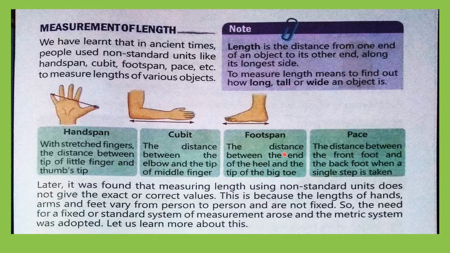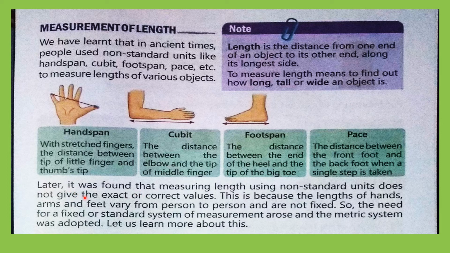Got it? Now, foot span, the distance between the end of the heel and the tip of the big toe. See, the tip of the big toe, and this is the heel. So this distance is called the foot span. And pace, when the front foot and the back foot take a single step, that is known as pace. Got it, children?